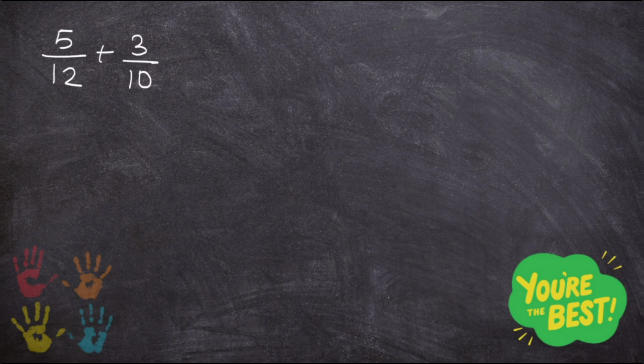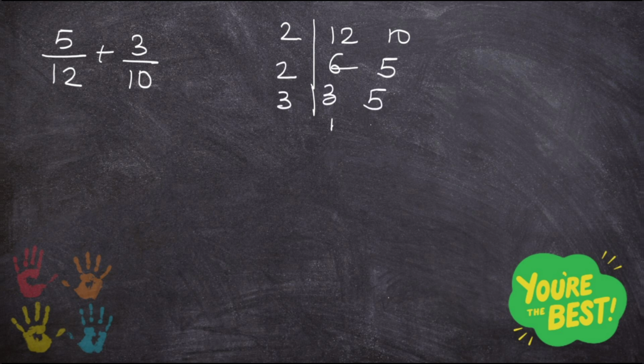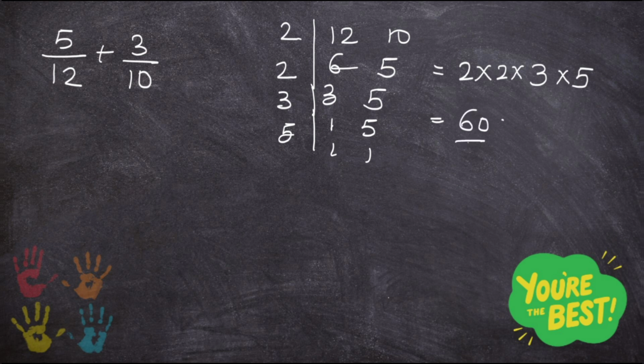First step is to find the LCM of what? 12 and 10. So first I'll write the numbers and find the LCM. So 2 6s are 12, 2 5s are 10, 2 3s are 6, 5 will be as it is. 3 1s are 3, 5s are 5, 1 1. So who all are there? 2 into 2 into 3 into 5. And when I multiply, I'll get the answer as 60. So 60 is the LCM.